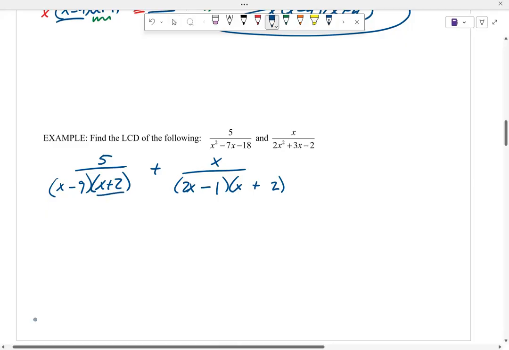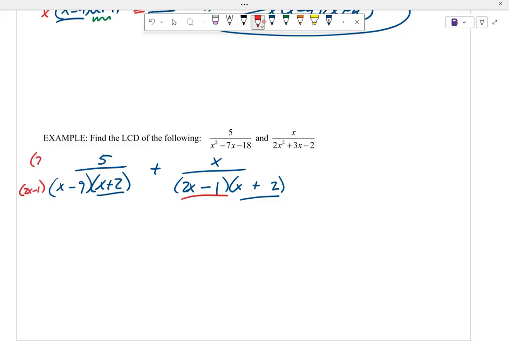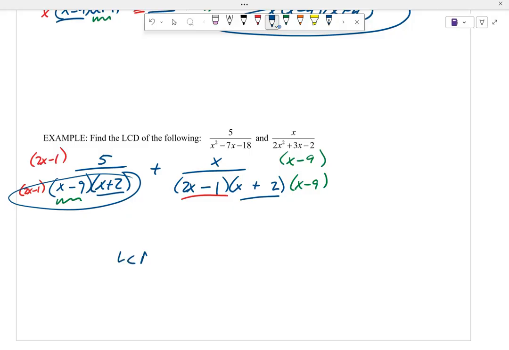I say, oh, they both have an x plus 2 common denominator, perfect. The one on the right has a 2x minus 1, the one on the left does not, so I'd have to give it a 2x minus 1 top and bottom. And finally, the one on the left has an x minus 9, the one on the right does not, so I'd give it an x minus 9 top and bottom. So again, that's our least common denominator right there. Now we have it 2x minus 1, x minus 9, x plus 2.